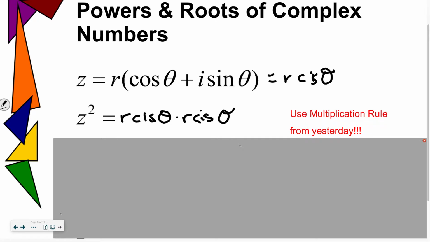And then if we use the multiplication rule that you practiced in your homework yesterday, when you multiply two complex numbers in their trig form, you multiply the modulus and you add the arguments. Well, if we're taking the same number times itself, the modulus is the same thing. So r times r is r squared. And when I do theta plus theta, I get 2 theta.